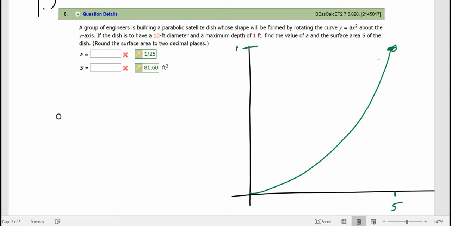And then the top of it is at 1, right? Because it wants to be 1 foot deep and 10 foot wide. So imagine the other 5 foot is on this side of it, okay? I'm just saving that room to write.